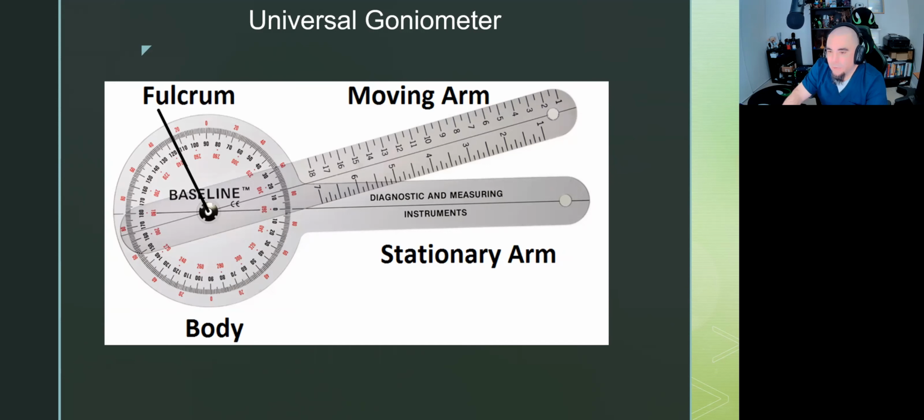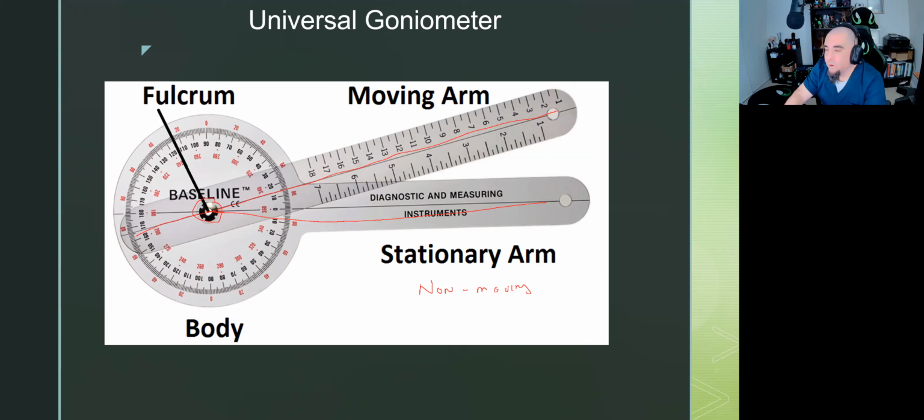So when we're looking at a goni, we're going to talk about this when we measure joints. The important thing to understand is the stationary arm is the one that stays with the goniometer. The other thing you can say is the non-moving arm or stationary arm. We then have a fulcrum or a pivot point. That's the part we're going to put over the axis of the joint. And then the moving arm is going to go with the part of the body that is moving, so we can measure the total change in range of motion.